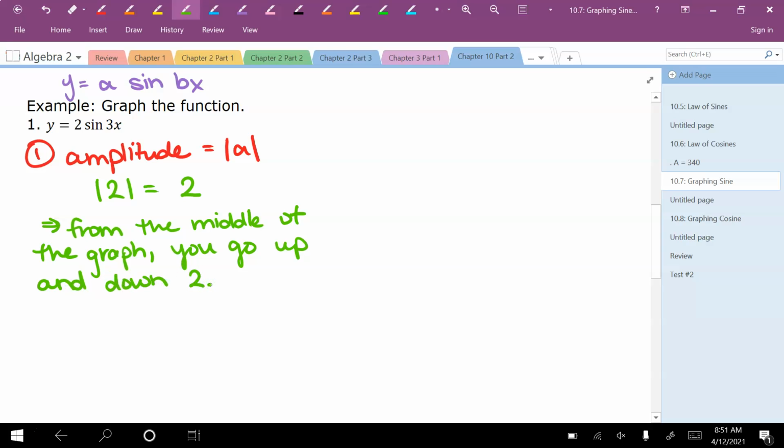Like I said, this is the number that tells us whether the graph got stretched or compressed. Since it's a whole number greater than 1, it's going to stretch the graph. That means it's going to make it a lot taller. Okay?